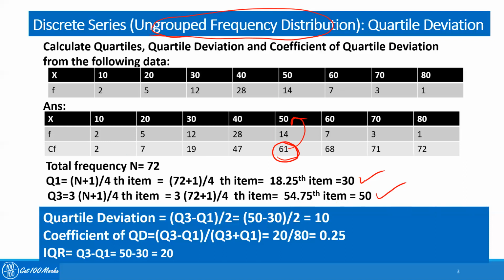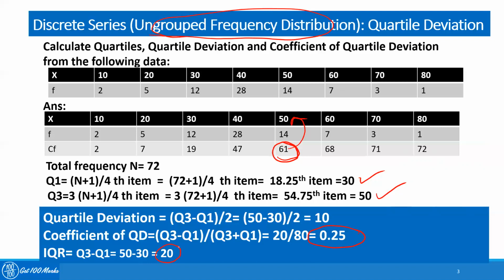So we have got quartile 1 as 30, quartile 3 as 50. Therefore, quartile deviation is equal to Q3 minus Q1 by 2. So 50 minus 30 by 2, which is 10. Following the same method, coefficient of quartile deviation is Q3 minus Q1 divided by Q3 plus Q1. It's coming as 0.25. I've also discussed some important measurement of statistics, which is called IQR. IQR is the middle 50% of data, and in our case, IQR is Q3 minus Q1, which is 50 minus 30, that is equal to 20.